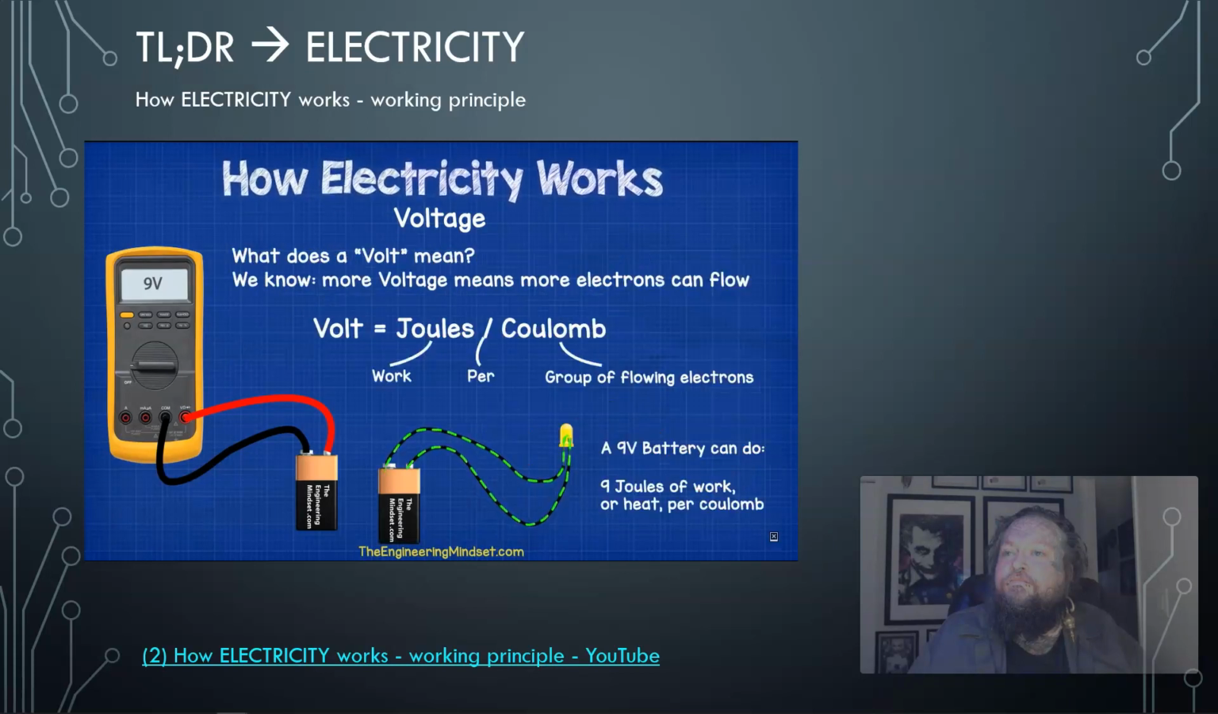But what does a volt mean? Well, a volt is a joule per coulomb. And a joule is a measurement of energy or work, and a coulomb is a group of flowing electrons. We'll have a look at what a coulomb is in just a second though.